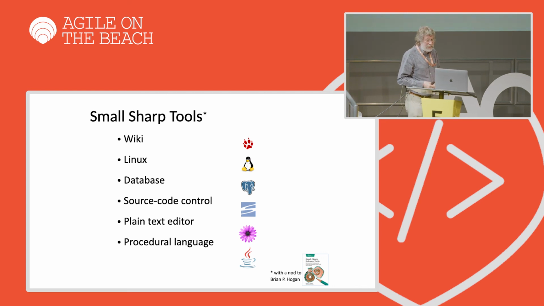And you'll need a procedural language for some bits and pieces. I mean, we've used it mostly for doing our web apps, and we've used Java, but there are loads of good languages out there. So the icons are personal. The words on the left, I think, are mandatory.